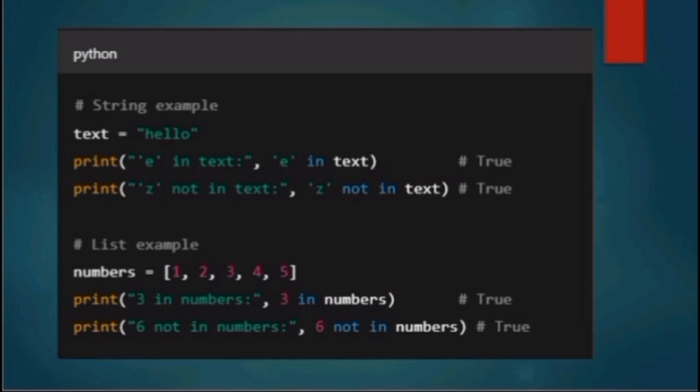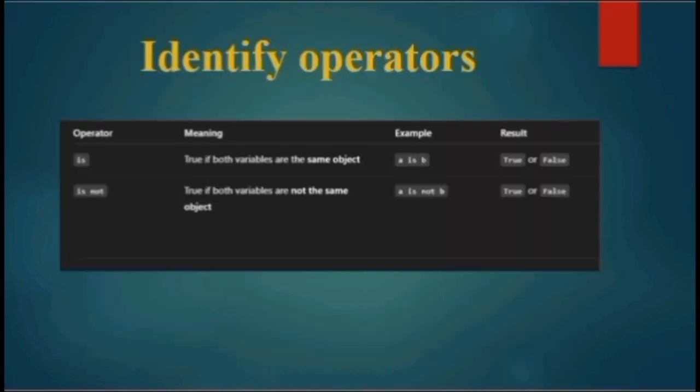Identity operators are used to compare whether two variables refer to the same object in memory. Mainly there are two identity operators: the is operator and the is not operator. The is operator returns true if both variables point to the same object.